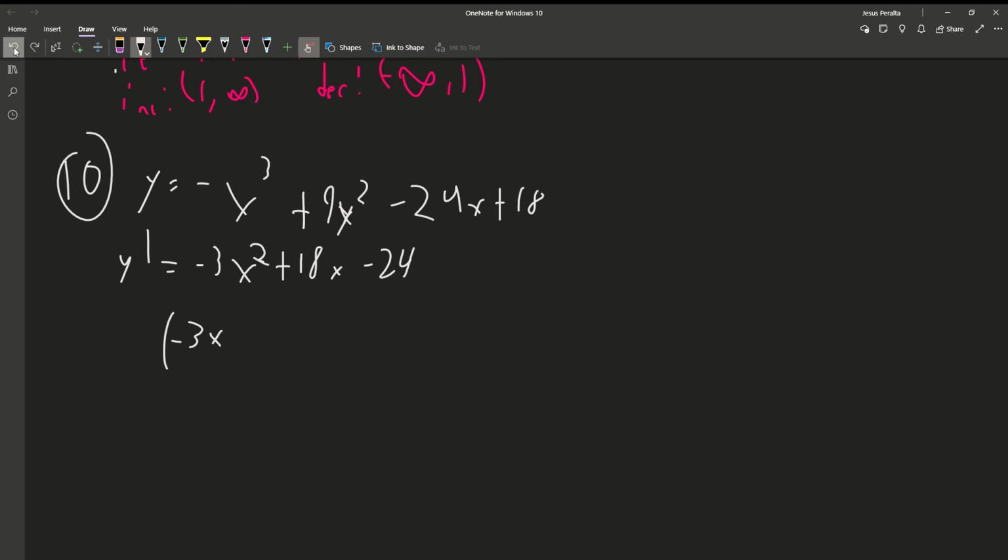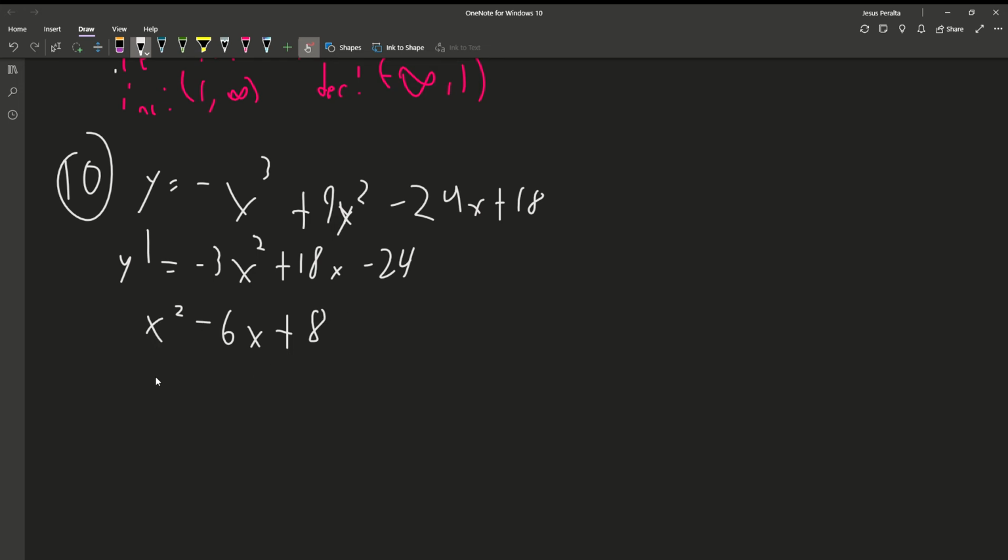This one might be a little bit harder. Actually, I just realized something. We can divide everything by negative 3. So afterward, we would have x squared minus 6x plus 8. I'm so sorry, my arithmetic is all over the place. So negative 3, yes, and yes. Okay.